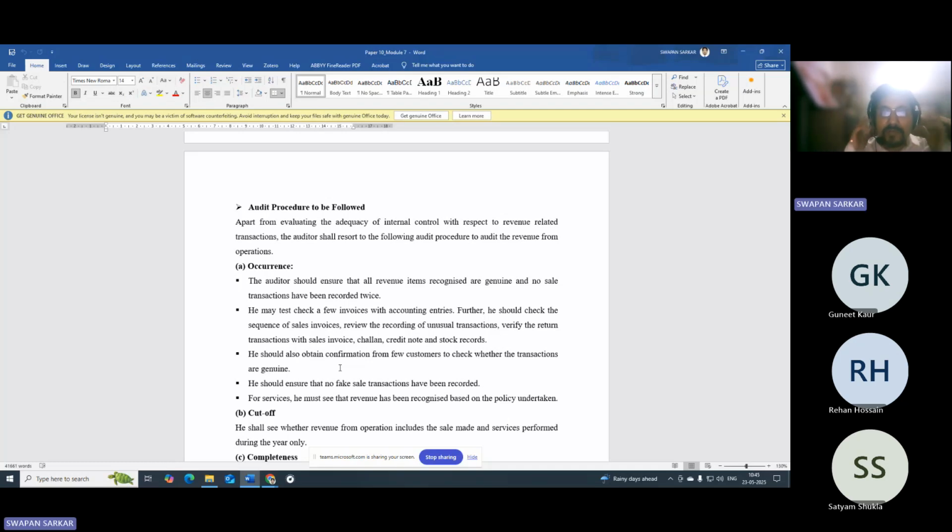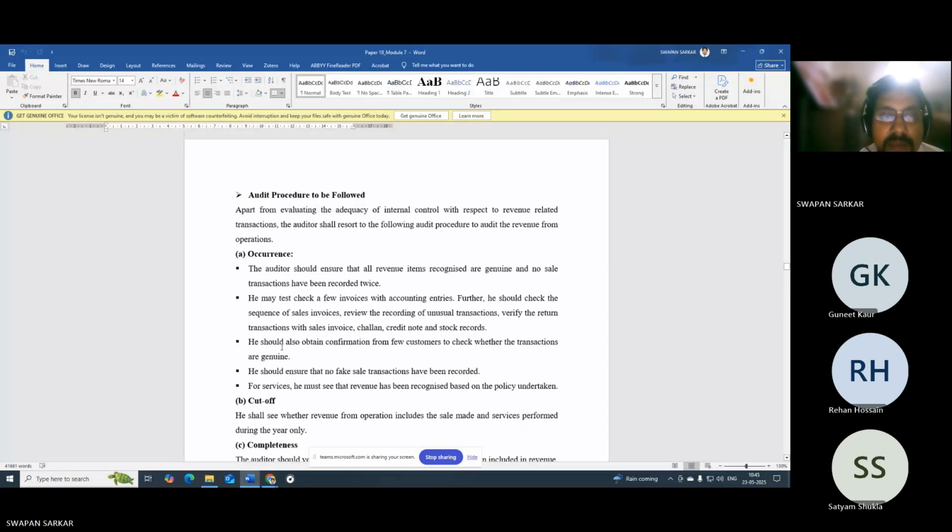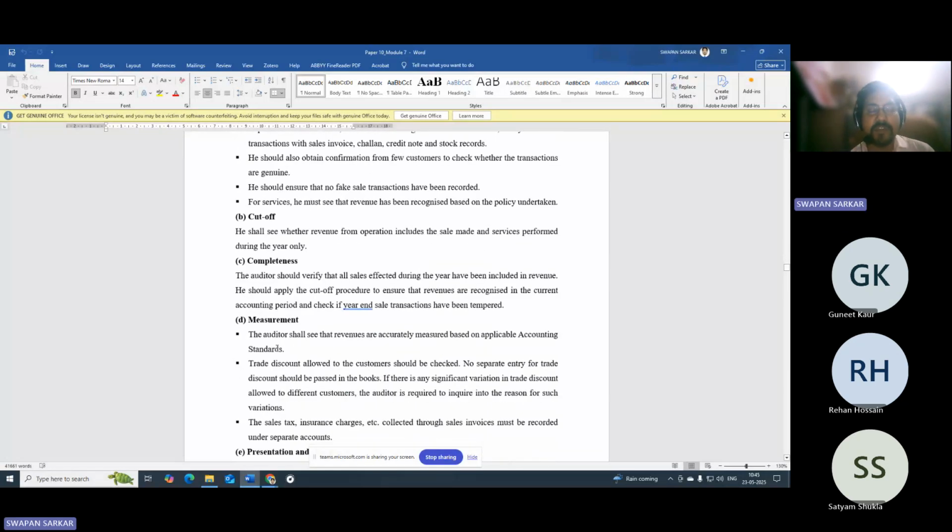He should also obtain confirmation from a few customers to check whether the transactions are genuine, and he should ensure that no fake transactions are being recorded. For services, he must see that revenue has been recognized based on the policy undertaken. Then the second point we need to look into is the cutoff. Here we shall see whether revenue from operation includes the sale made and services performed during the year only.